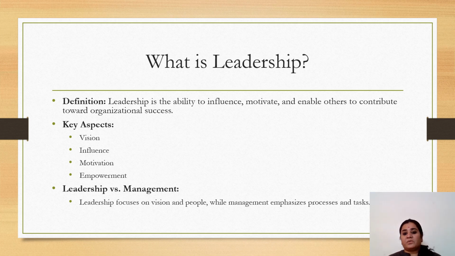Empowerment is also there in a leader. A leader empowers others by granting them autonomy and providing opportunity for growth and development. Leadership basically focuses on a long-term vision, people and motivation, whereas management focuses on organizing resources, overseeing tasks, and ensuring efficiency in day-to-day operations. So that is the difference between leadership and management.